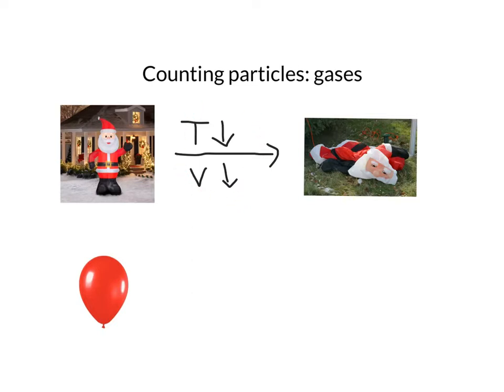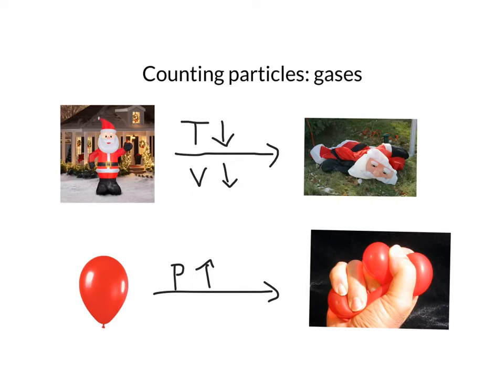There's also a relationship between the volume of gas and the pressure that we exert on that gas. So here we have a balloon, and what would happen if we increase the pressure on that balloon? We could do that by squeezing the balloon. And when we increase the pressure by squeezing on the balloon, the volume decreases. So when we have a gas, there are these relationships between the different variables in the gas.